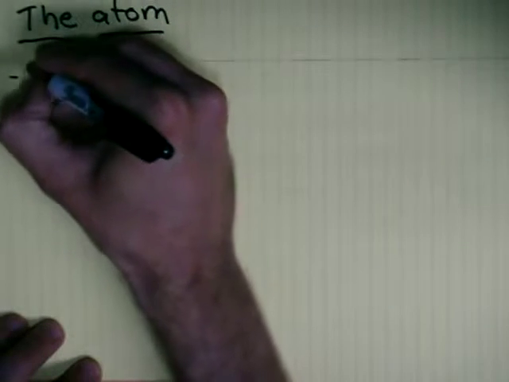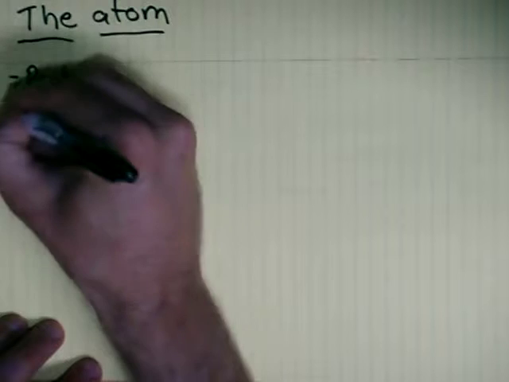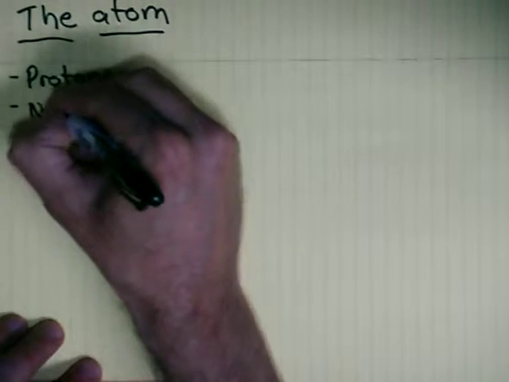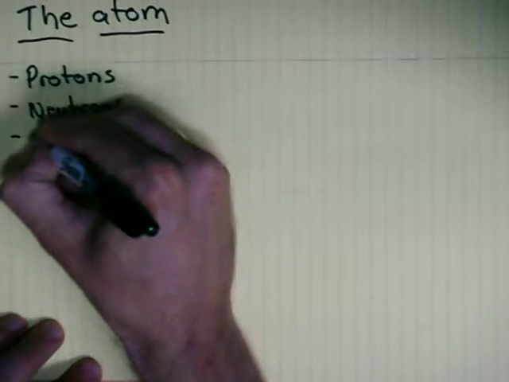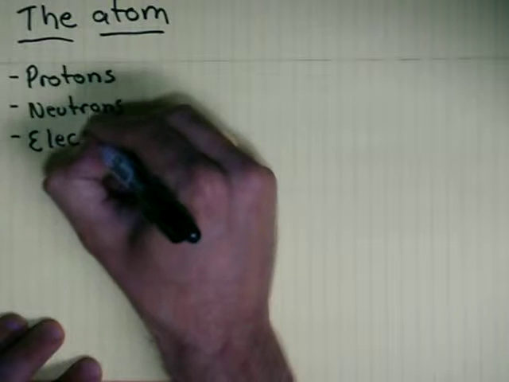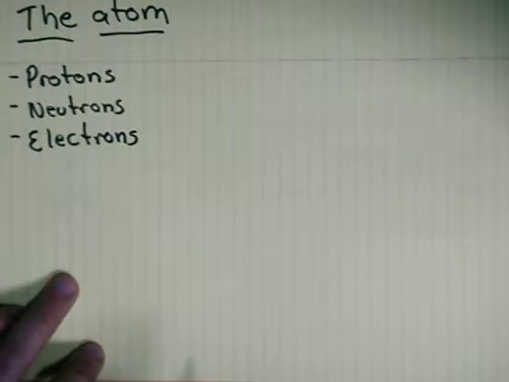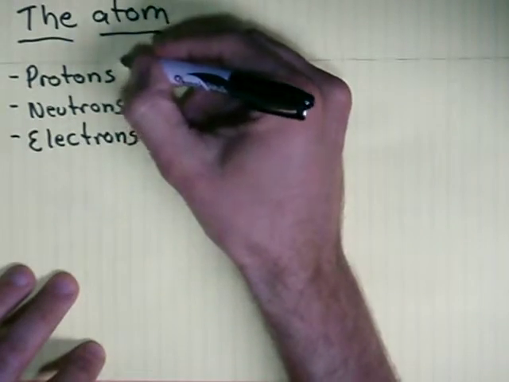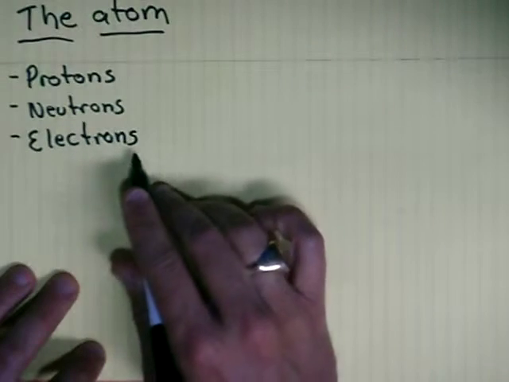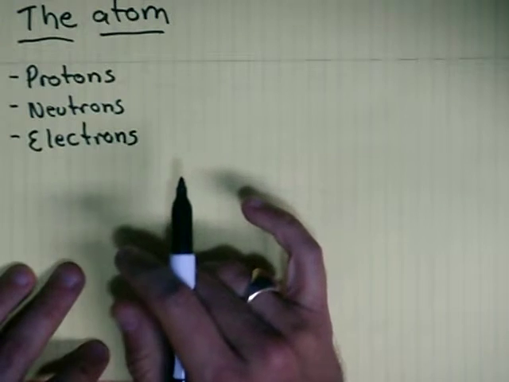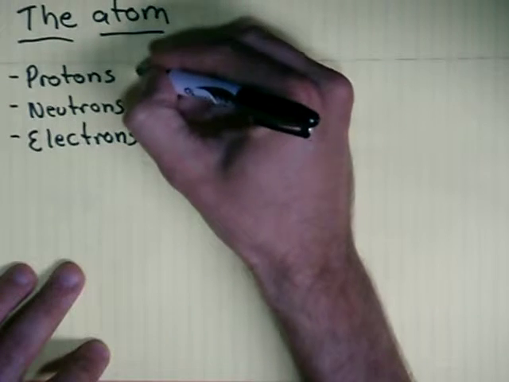There are protons, neutrons, and electrons. So, protons, so these first two are about the same size, and then electrons are much smaller. So protons have a positive charge.